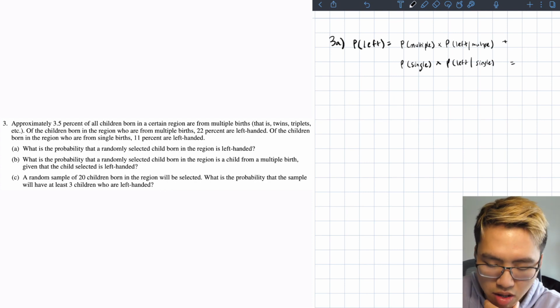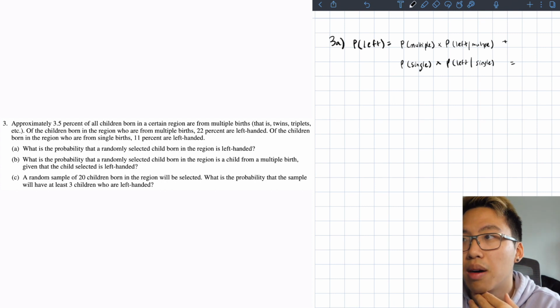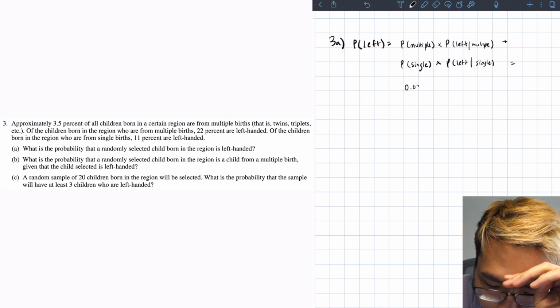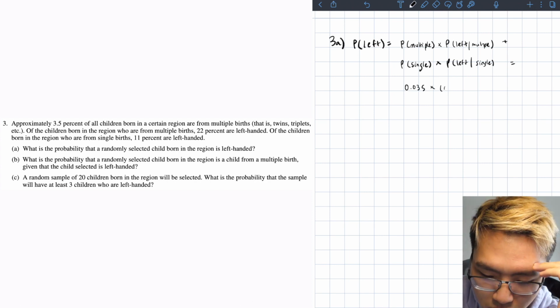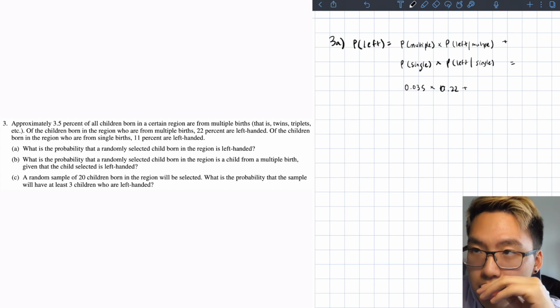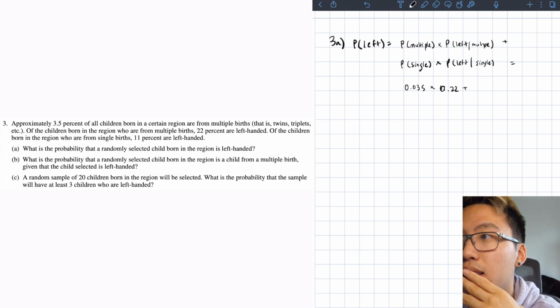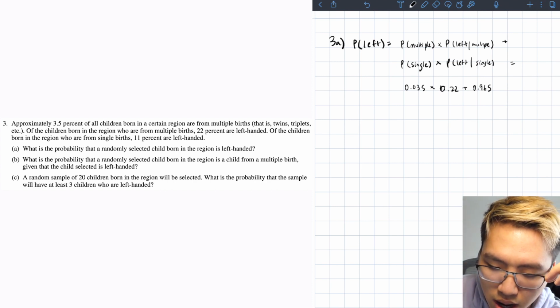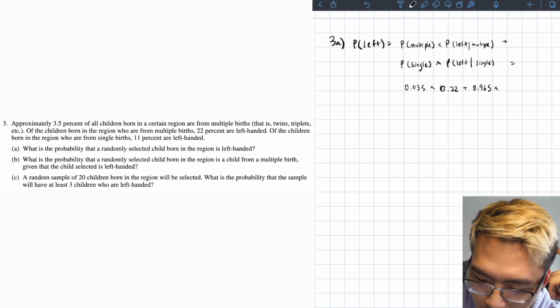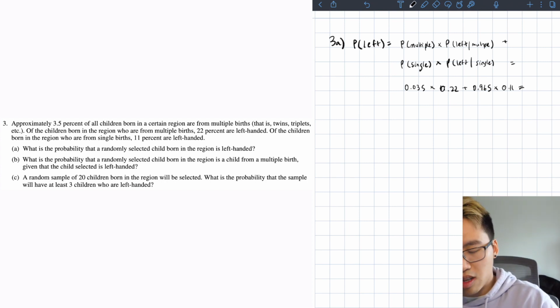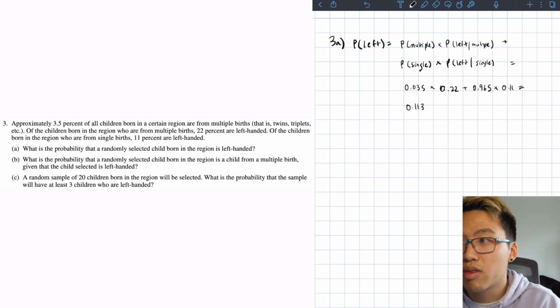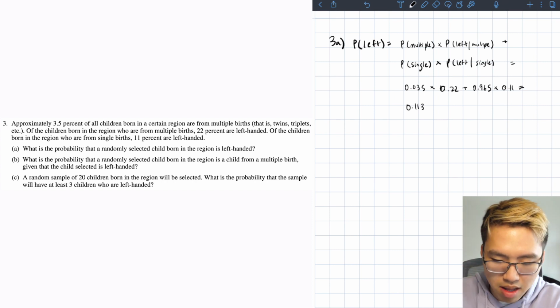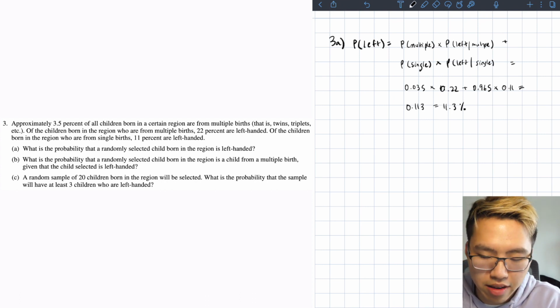So we can now start plugging our numbers in. I think it gave us 3.5% times 22%. And for the single birth, you just subtract 3.5% from 100%, so you get 0.965, and they give us this other number of 11%. So you just plug that into a calculator, which I'll skip over, and you get 0.113. I think that's your answer. That's 11.3% of being left-handed.